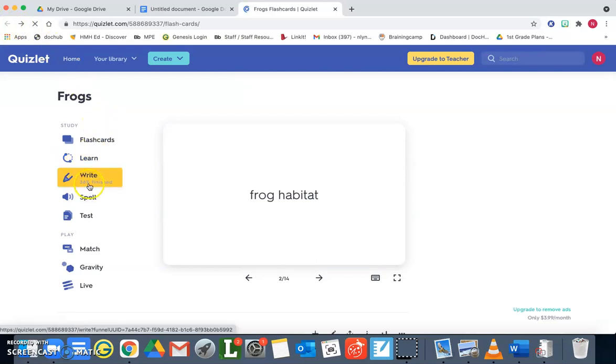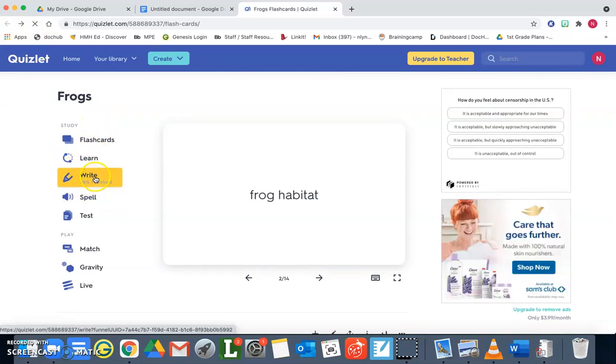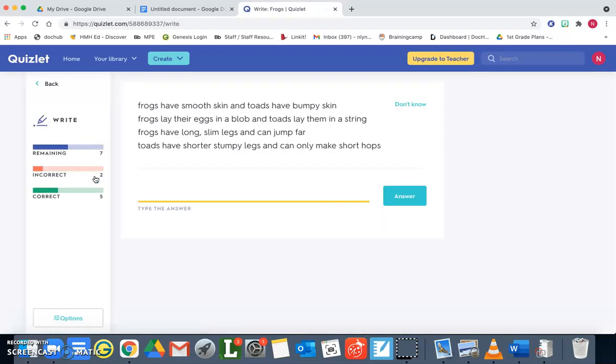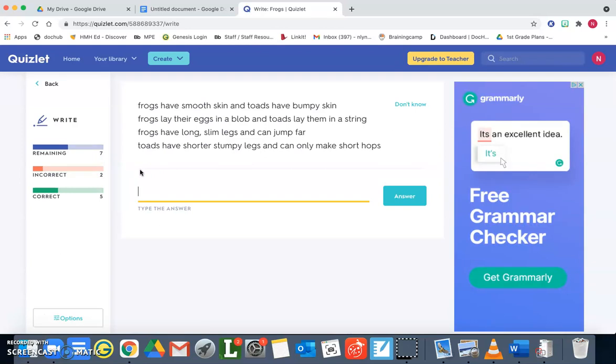There's the write mode. It looks like this one here, I was testing it out. So let's see, I still haven't completed it. So here you have to actually type the answer. Now with this, it's tricky because they do expect you to type it correctly. However, you can change the options here that you set it to.